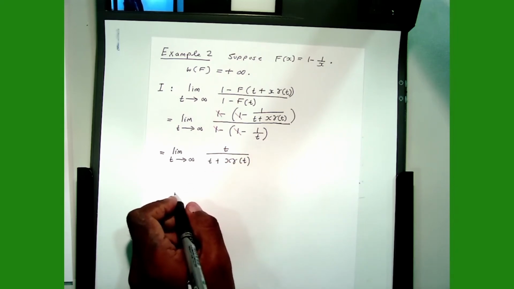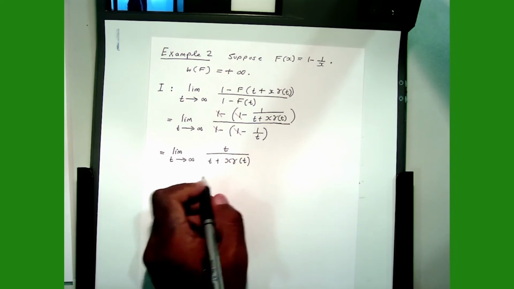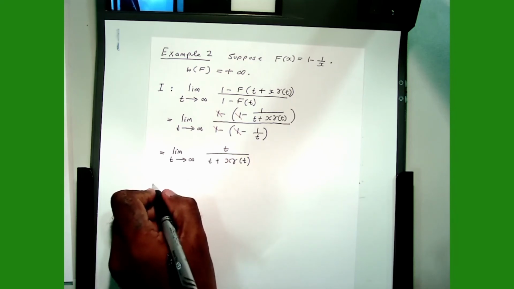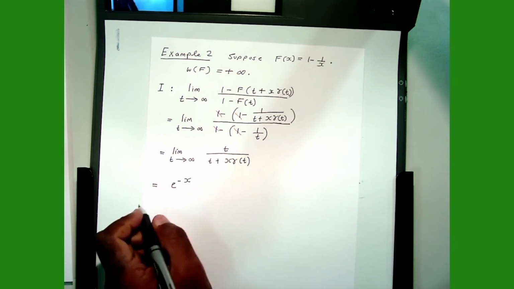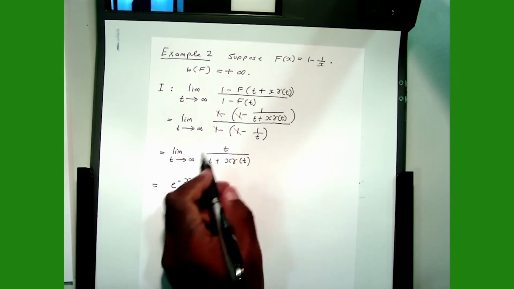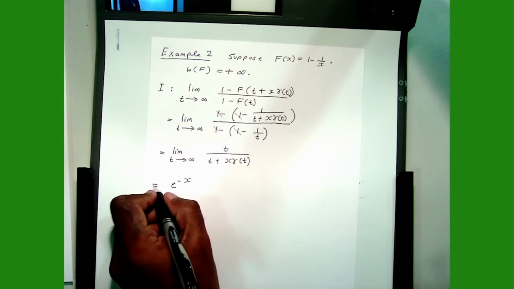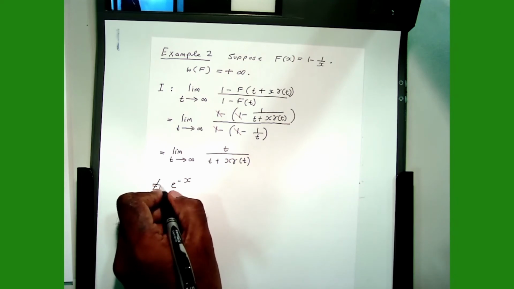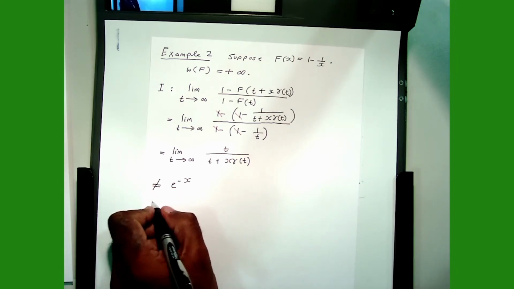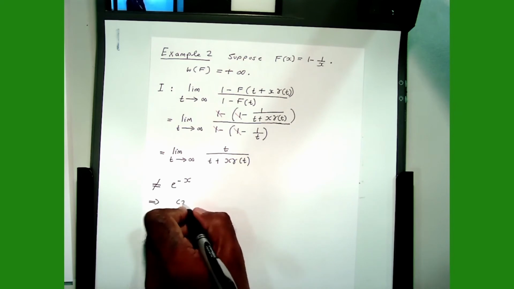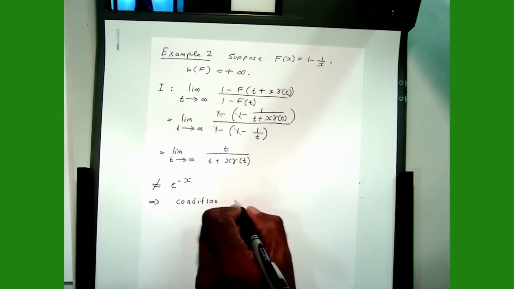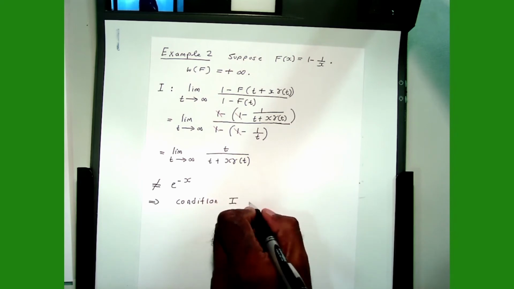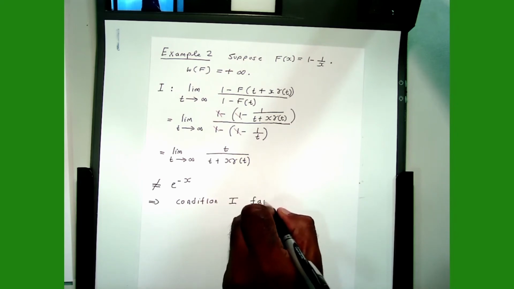And for condition 1 to be satisfied, this limit must be equal to e to the minus x. And there is no chance that the limit of this can be equal to this. So hence they can never be equal. But hence condition 1 fails to hold.